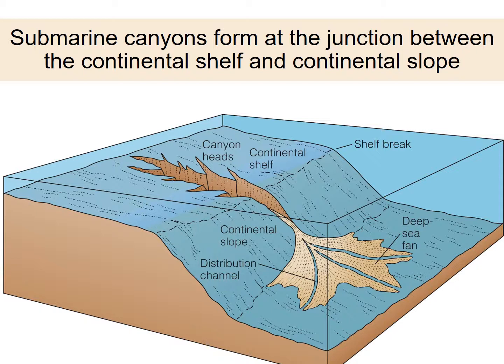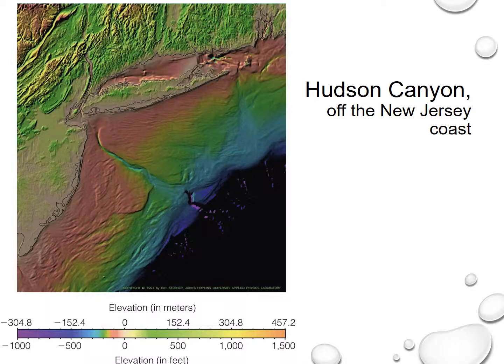So submarine canyons are features found on some of the continental margins. They cut into the continental shelf and slope and often terminate on the deep sea floor by forming these fan-shaped wedges of sediments. These canyons are usually perpendicular to the coastlines. And here's an example of the Hudson Canyon off the New Jersey coast. So you can see, perpendicular to the coastline, the Hudson Canyon indicated in these lighter colors incising the continental shelf.